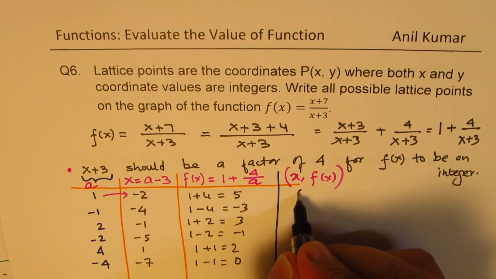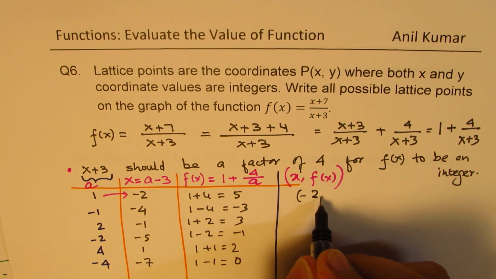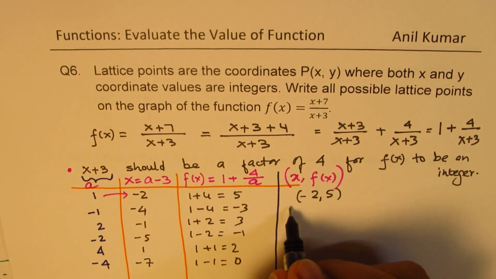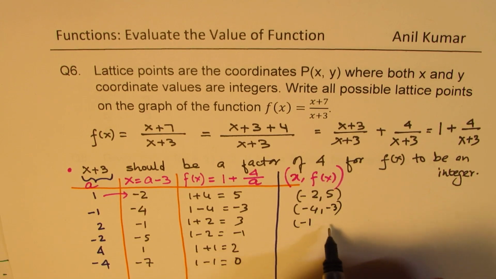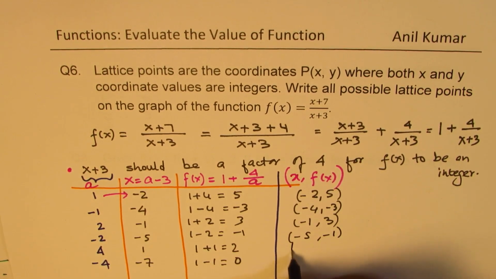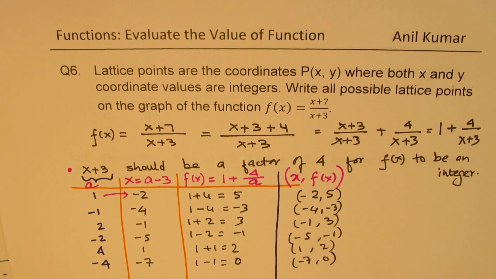So what we get here is for x equals to minus 2, f of x will be 5. For x equals to minus 4, the value will be minus 3. For minus 1, we get 3. For minus 5, we get minus 1. For 1, we get 2. And for minus 7, we get a value equals to 0.